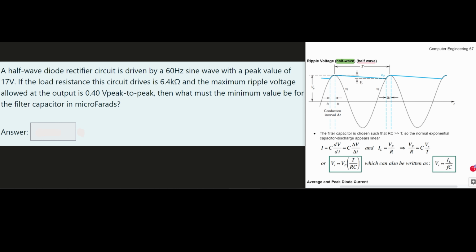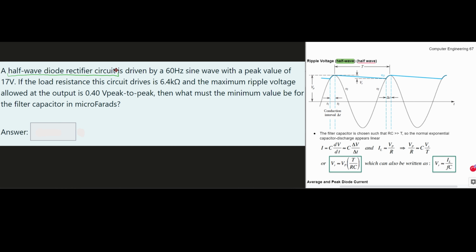We're told that a half-wave diode rectifier circuit, and I'm going to go through this and look at the individual important parts at the same time. So the first important part is that we have a half-wave diode rectifier circuit. So we can go in the notes linked below the like button on page 67 and look up ripple voltage half wave, and we're going to find these notes here.